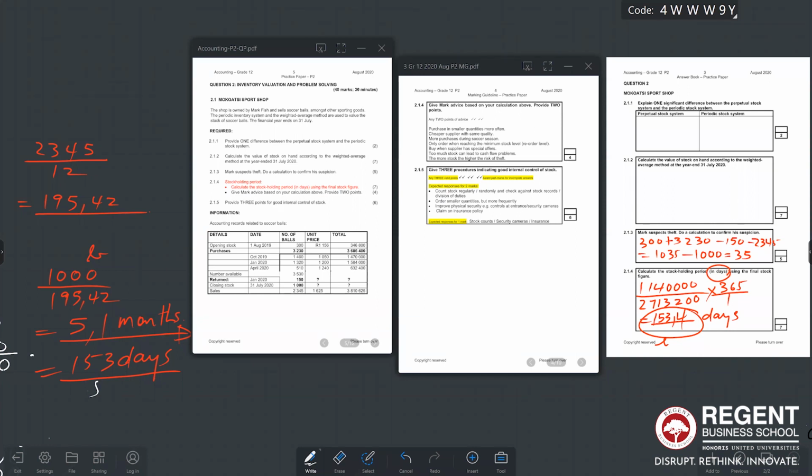The last question there: provide 3 points for good internal control of stock. You must always remember, that's a famous question, internal control, whether it's over your assets or over your stock. You must remember that stock can disappear so easily. So you need to have good internal control over your stock. 1, you must count your stock regularly because you want to know that there's nothing missing. You mustn't find out at the end that suddenly a whole lot is missing. So count stock regularly. Then they also suggest randomly checking against your stock record.